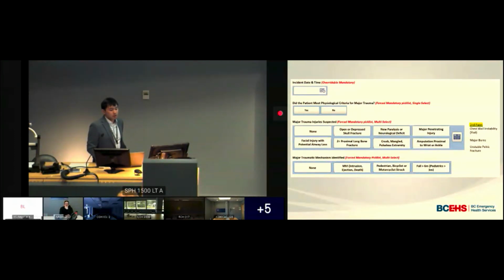Just note that there also, unfortunately, was a limitation in SIREN, and we're going to work with them to try to see if we can fix this. There are 11 selections, but in SIREN, they only allow 8 selections to be displayed at once. There's a little icon here where you have to click to get the rest of the list. So just remember that for step 2, there are a couple more selections on the second page, okay? And then the last is step 3, so major traumatic mechanism identified. So none or the major mechanisms.